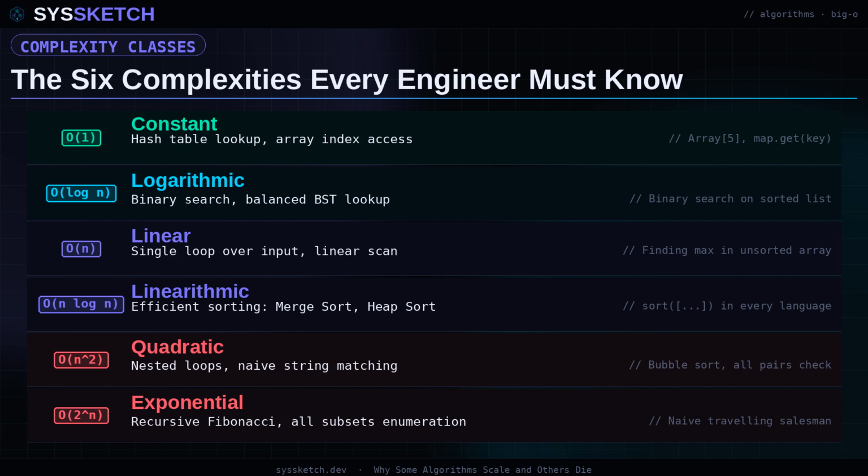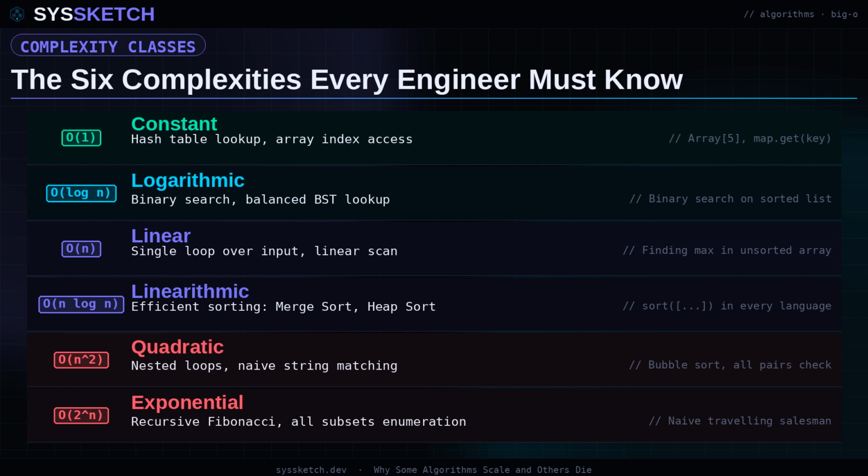Third is O of n, linear. You loop through every element once: finding the maximum in an unsorted array, reading a file line by line, basic traversal. Cost scales directly with input size. Fourth is O of n log n, linearithmic. This is where efficient sorting algorithms live. Merge sort, heap sort, Tim sort, the algorithm that powers the sort function in virtually every language you use.